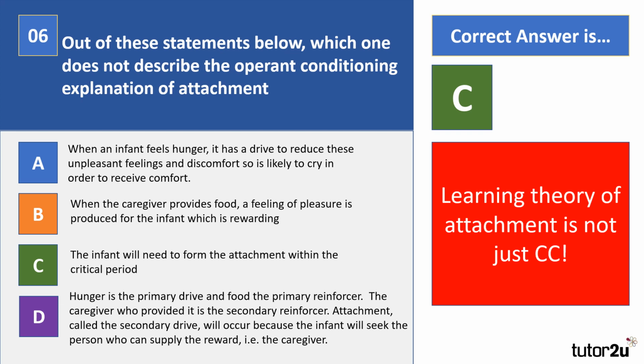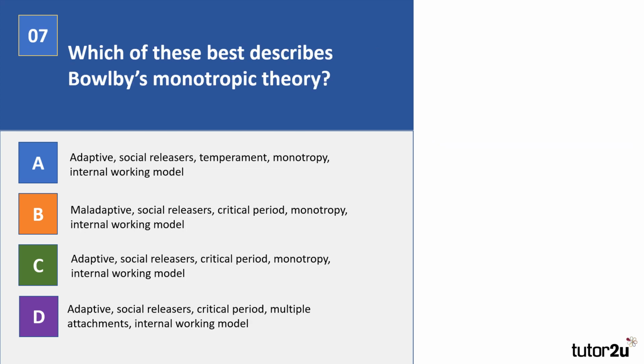Now, the operant conditioning explanation is great as there are so many key terms that you can show off with. You've got drive, primary reinforcer, secondary drive, etc. So if faced with a question about the learning theory of attachment, remember, it's not all about classical conditioning. Next question 7. Which of these best describe Bowlby's monotropic theory?